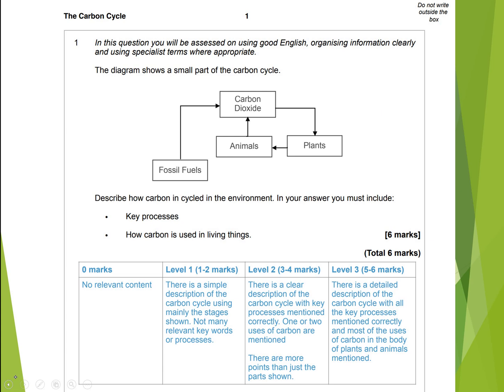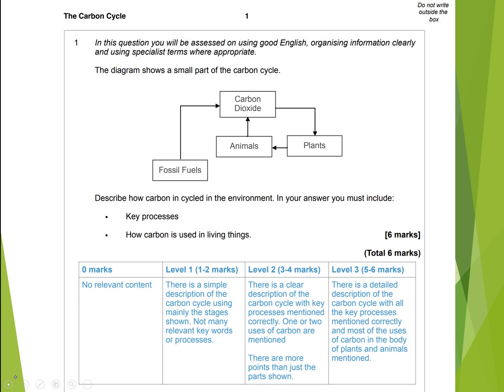So, with all exam boards with a QWC question, the first thing they would do when they read a student's answer is they would decide whether or not they're going to put it into a level 3, level 2, level 1, or no marks at all. The way we establish this, if nobody's written anything, it's generally 0 marks. If there's a simple description, but there's not very many key words, it would be in the 1 to 2 mark section. If there's a clear description of the carbon cycle and 1 or 2 uses of the carbon are mentioned, it would be in the 3 to 4.